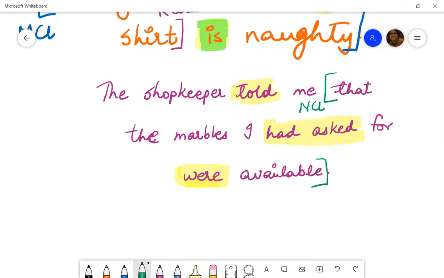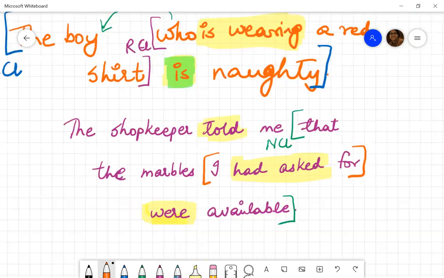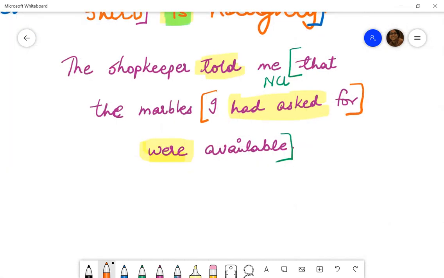But then there is another verb within that noun clause. And that verb is, I had asked for. So what does I had asked for tell me about? If you look at this part, I had asked for is basically telling you more about the marbles. Which marbles? The ones that I had asked for, right? So the relative clause is basically telling you more about which marbles. And so this is the relative clause. And the entire chunk is, of course, the main clause.